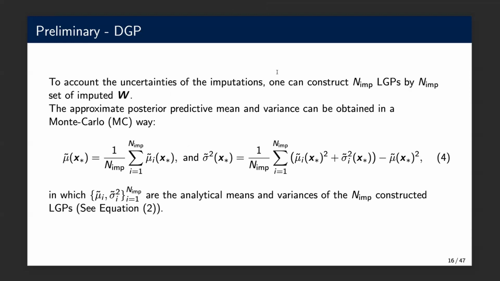Because of these sampling approaches, we also need to account for the uncertainty of such imputations. So we construct n linked GPs from the set of imputed intermediate variables W. The approximate posterior predictive mean and variance can then be obtained in a Monte Carlo way, which is an ensemble expression to account for the uncertainties of the sampling.